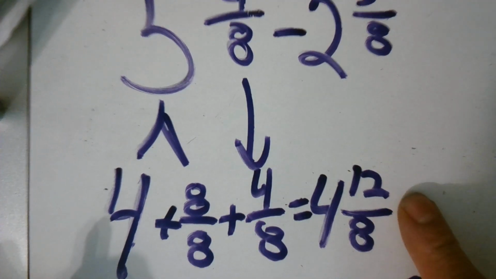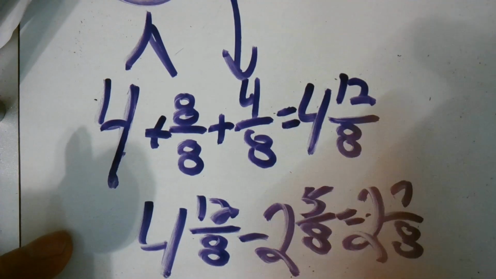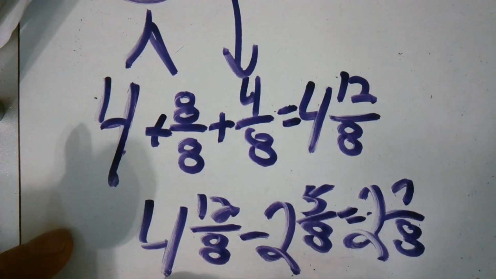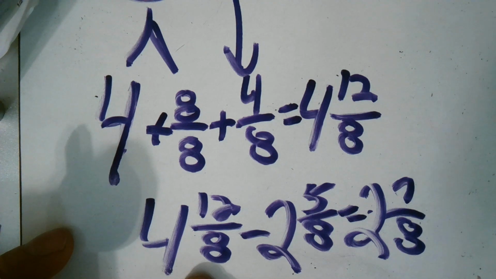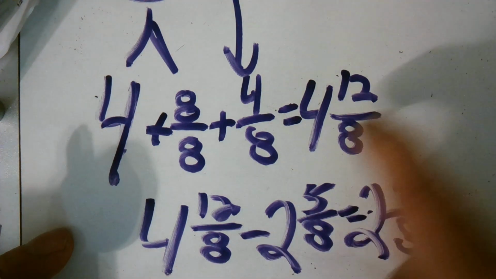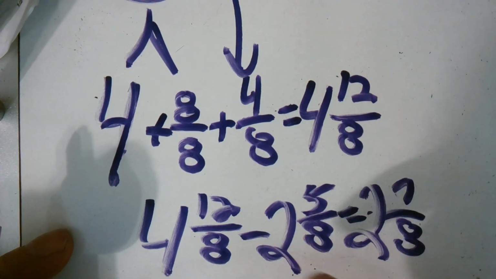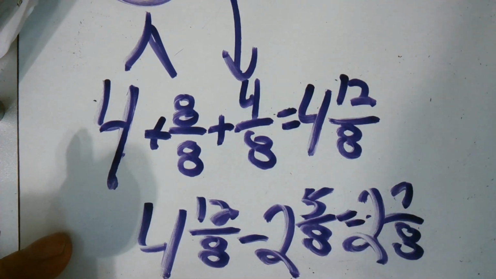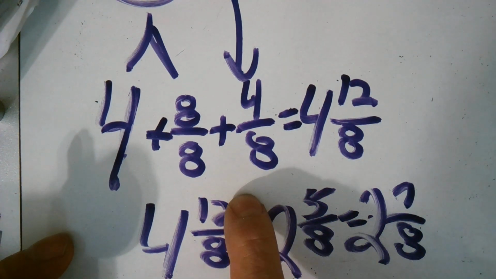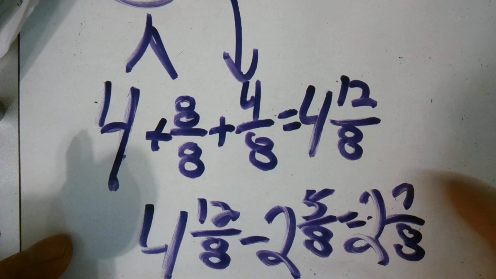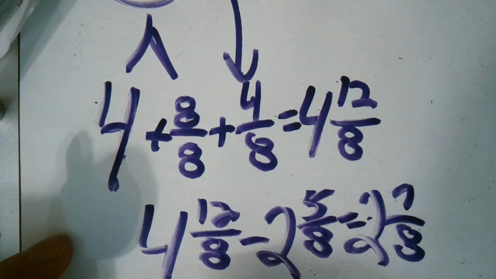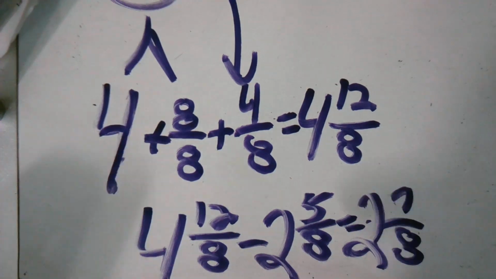I add them up. This becomes my new number to subtract from. So 4 and 12 eighths, 12 eighths, yes. Okay, subtract 5 from 12, 7. 8 stays the same. 4 minus 2 is 2.